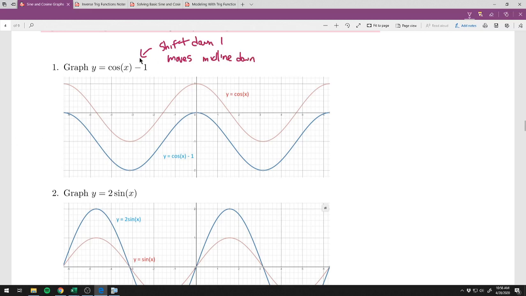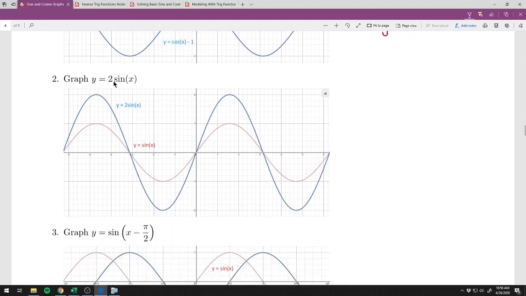And you can see that the blue graph is y equals cosine of x minus 1. Its midline, halfway between 0 and negative 2, is negative 1. Really wish there was a line tool. All right, so you can see these things working one at a time. That's the midline.